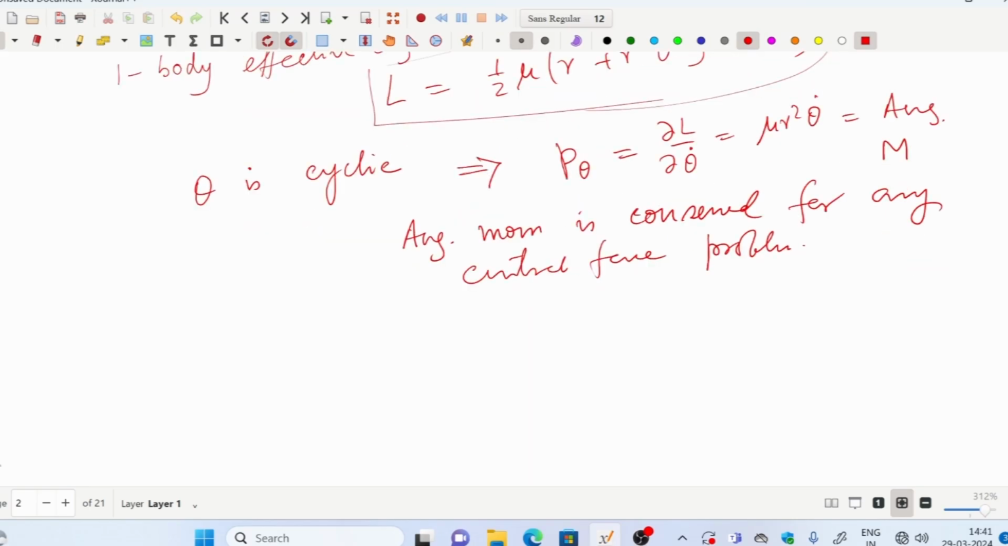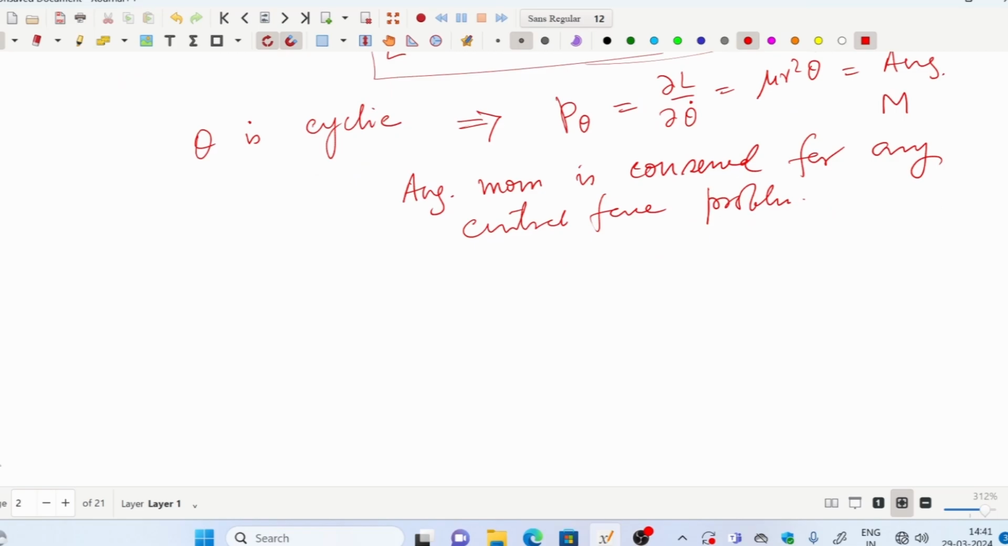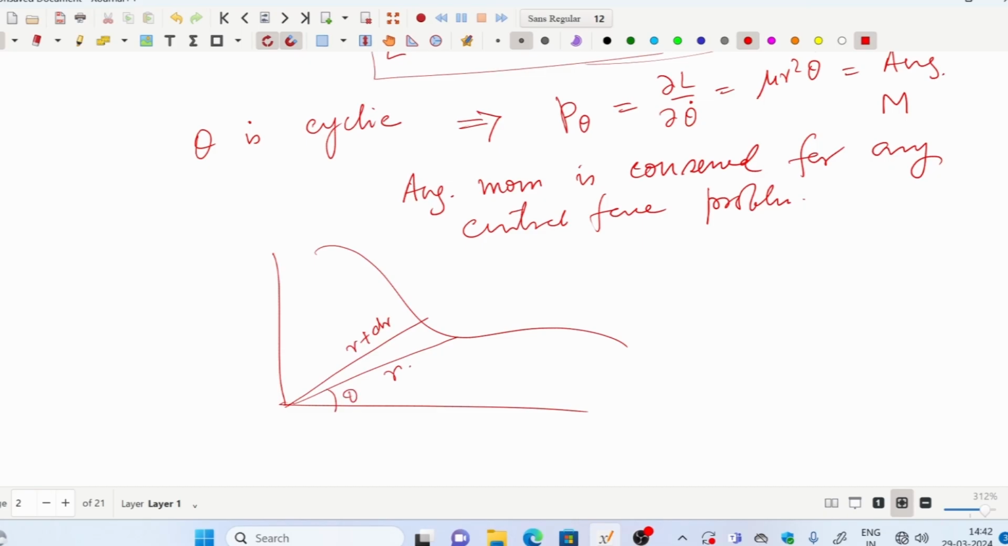Now, today we will see that for any central force problem, the areal velocity will also be a conserved quantity. Let us consider that this is the trajectory of a particle in central force motion. This is the position vector r, and this is r plus dr after some time, and this angle is theta and this angle is theta plus d theta. The particle is moving along this trajectory.